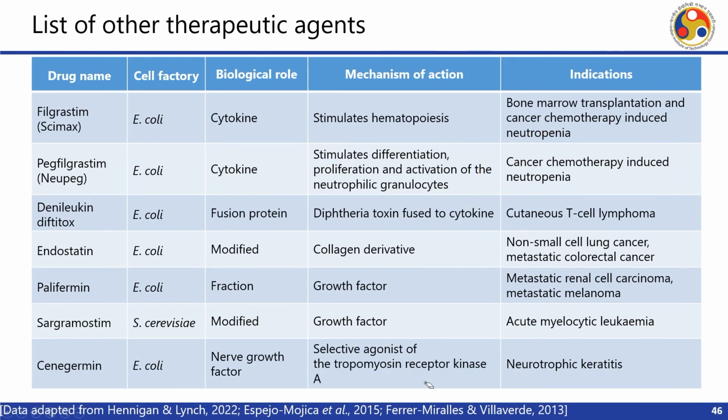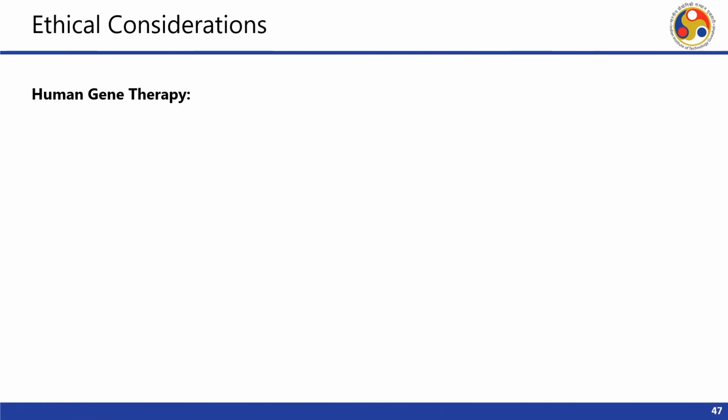Then we have denileukin diftitox, which is a fusion protein. This is diphtheria toxin fused to a cytokine. The indication is cutaneous T cell lymphoma. So, kindly go across this table, which has several other drugs like endostatin, denileukin diftitox, which we have already discussed, then palifermin and so on.